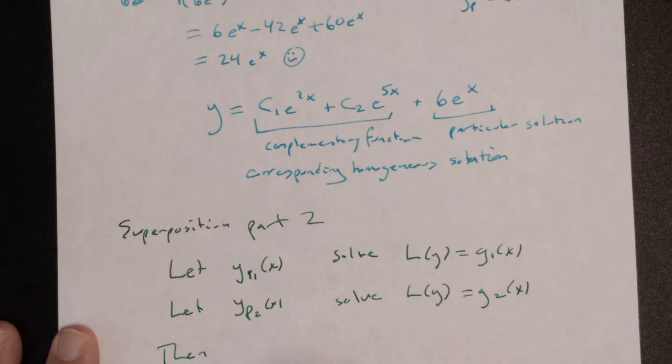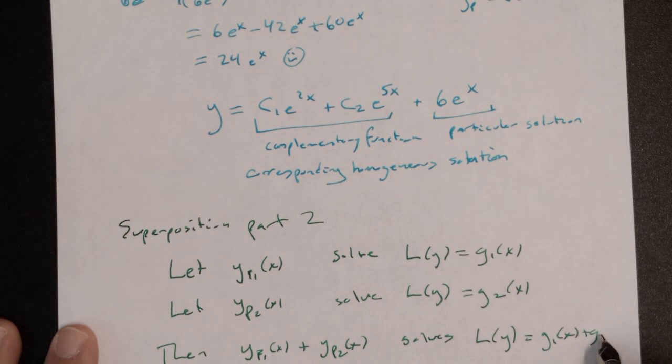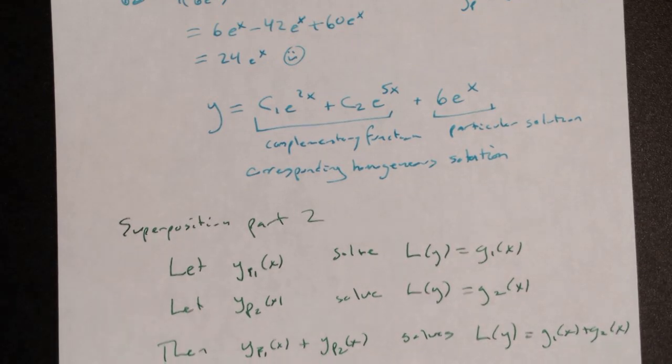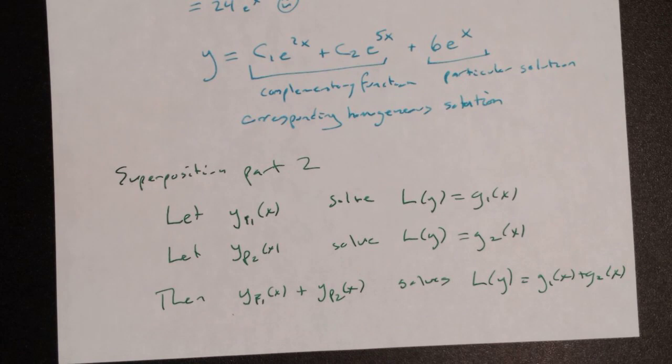Then yp1 of x plus yp2 of x solves L of y equals g1 of x plus g2 of x. Particular solutions add, just like vectors add. If you sum the g's, you sum the particular solution.